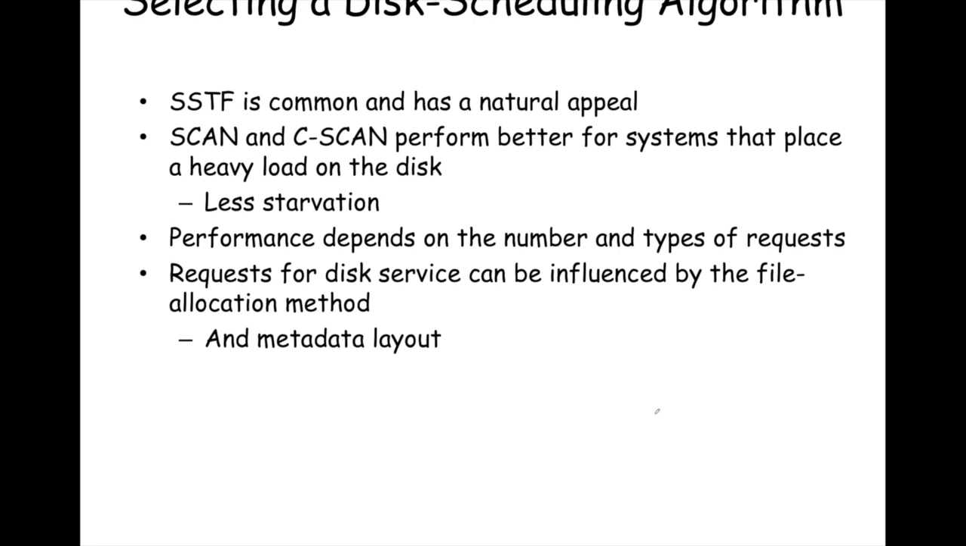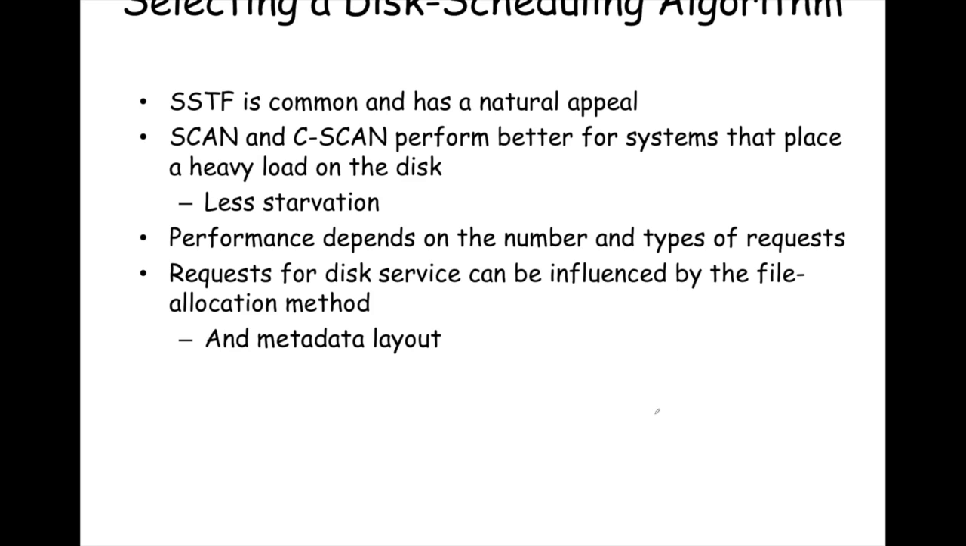And so when we select a disk scheduling algorithm, shortest seek time first is very common and has a natural appeal, but scan and cscan can perform better if a system places heavy load on the disk, because you have less starvation that leads to better performance. So this idea of making the wait time more uniform, more stable, has benefit if you have a lot of heavy usage of your disk.